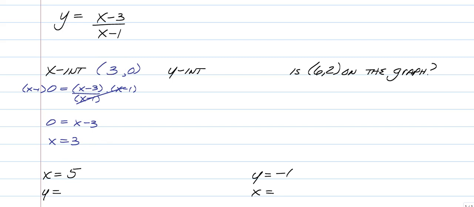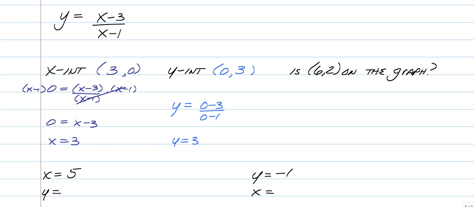To work with your y-intercept, remember that is when x is 0, some other number. This is the easy one to find, because y is equal to, and now all you have to do is plug 0 into both x's. So you have (0 minus 3) over (0 minus 1). Negative 3 over negative 1 is a positive 3. So y is equal to 3, so your y-intercept is (0, 3).